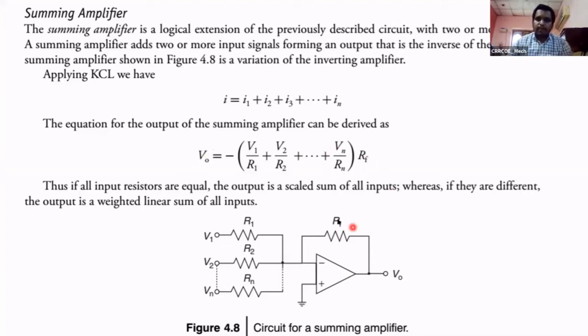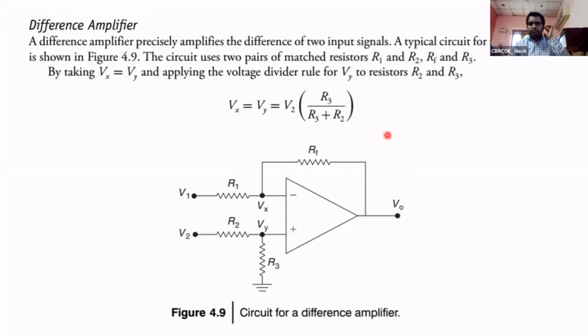For controlling, we are using Rf for controlling the gain. This is called summing amplifier. Next we see the difference amplifier, which means the operational amplifier is used for subtracting purpose, that is, to find the difference between the input voltages. Already in the previous case we were summing all input voltages. Here we are finding the difference between the input voltages.